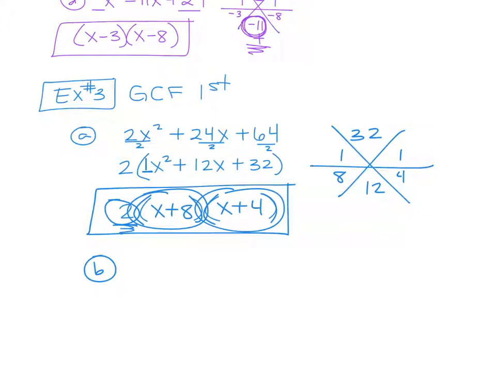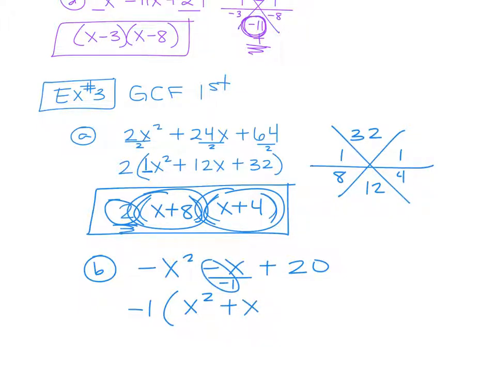Okay. How about this one? Negative x squared minus x plus 20. Do you have a greatest common factor? -1, right? So we're going to factor out a -1, and we're left with x squared. Now it's plus x, right? Because we're dividing by -1. That makes this positive, okay? Plus or minus 20? Minus 20.